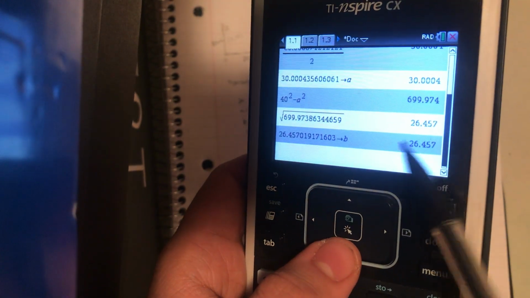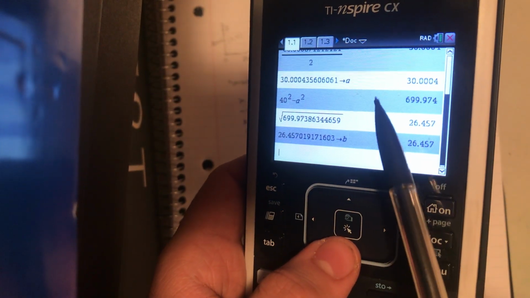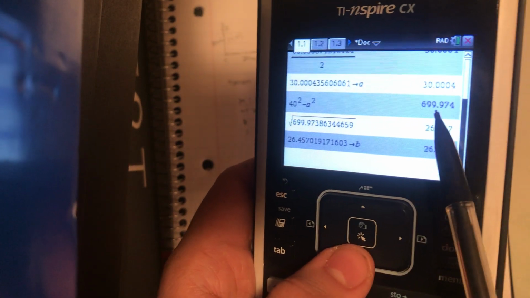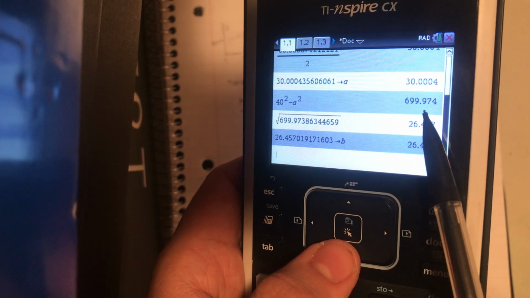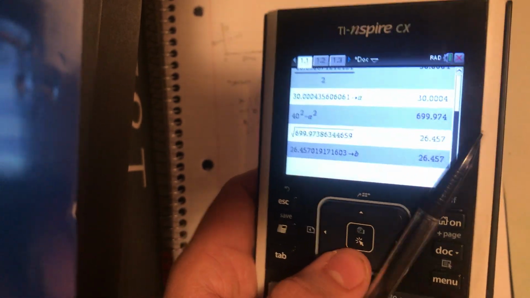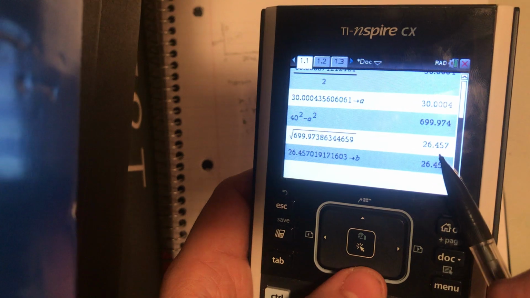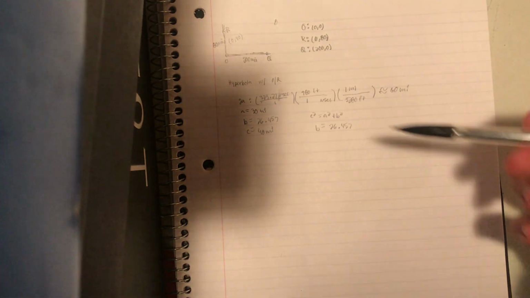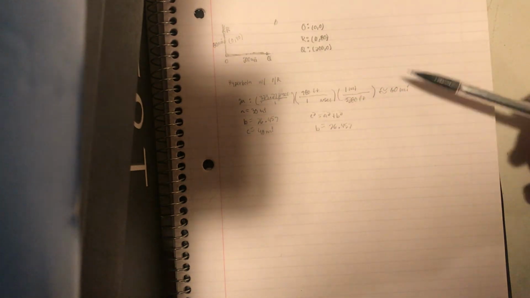So right here, 40 squared minus a squared, which is 699.974. Then under the radical, and that's the value of b. So save that. What this also helps you do is find the first hyperbola.